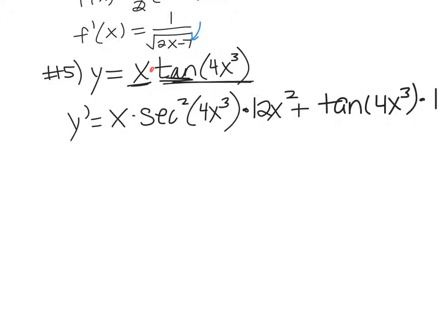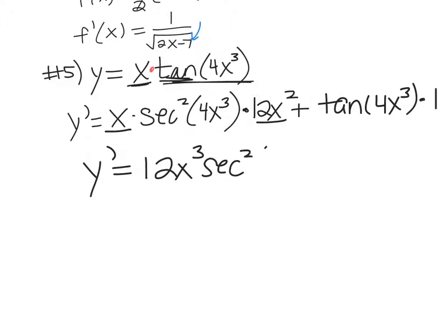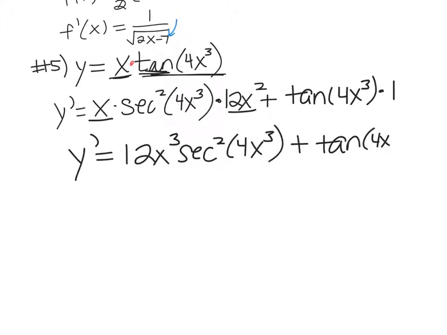And then you want to simplify this. It's not that bad. We need to get x times 12x squared together. That makes 12x cubed. Secant squared of 4x cubed, nothing to simplify there. And then just simply plus tangent of 4x cubed. Could you do that? Something like that?